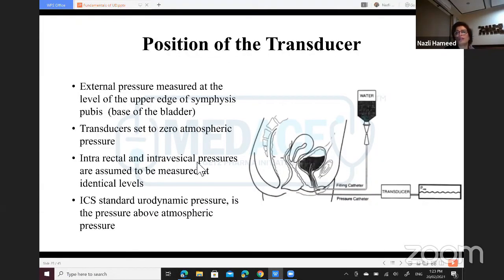The position of the transducer is at the upper edge of the pubic symphysis. When we set them there, it means that we have zeroed them, and we assume that intrarectal and intravesical pressure are at identical levels. We try our best to keep them at identical places, but there can be some variation. Generally, there is an assumption that they are identical. According to ICS standards, urodynamic pressure is measured as any pressure above the atmospheric pressure.